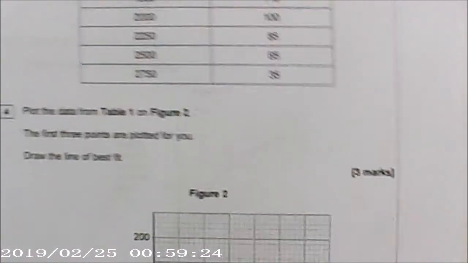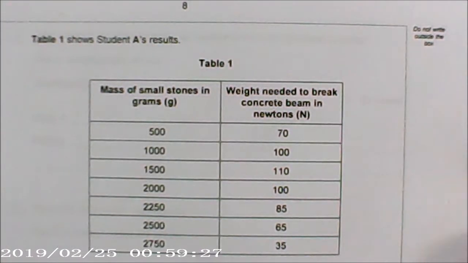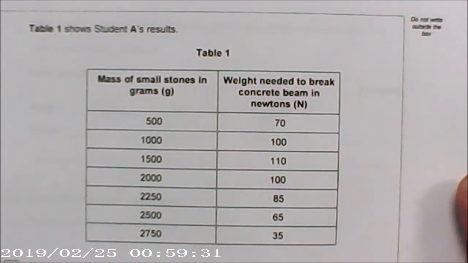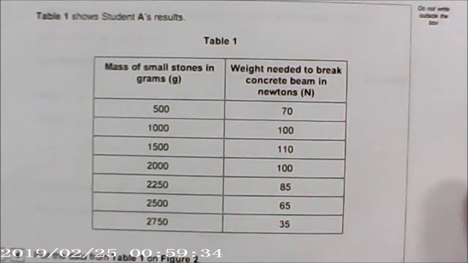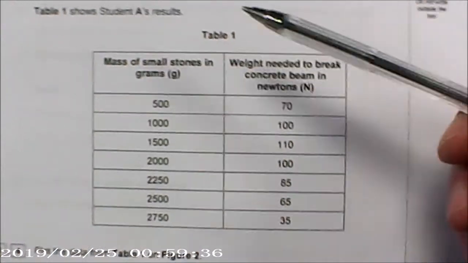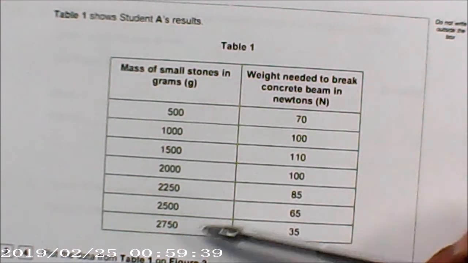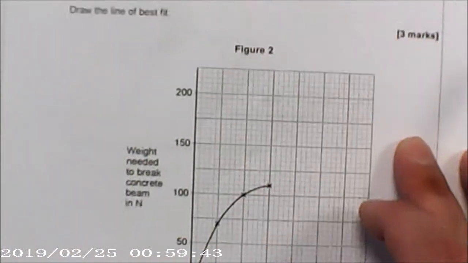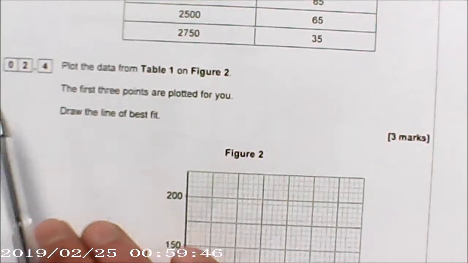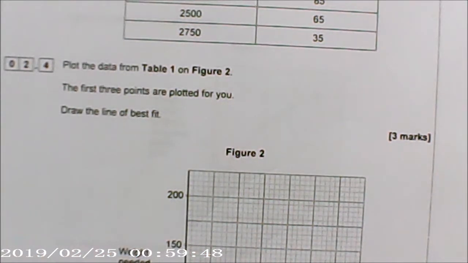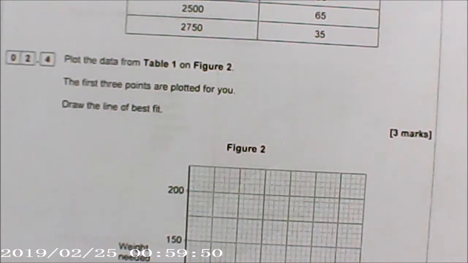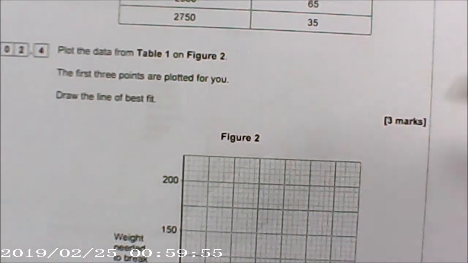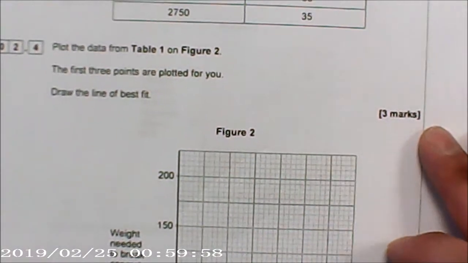Okay, so moving on, we're still with how science works, and this is going to start moving into the maths part of it as well, looking at graphs. So we've got a set of results here, so the mass of the small stones, and then the amount of weight needed to break the concrete beam. So the first part, very common question. Please, you will pretty much guarantee to have a drawing the graph question in your C2 paper. If not from something like this, then definitely for rates of reaction.